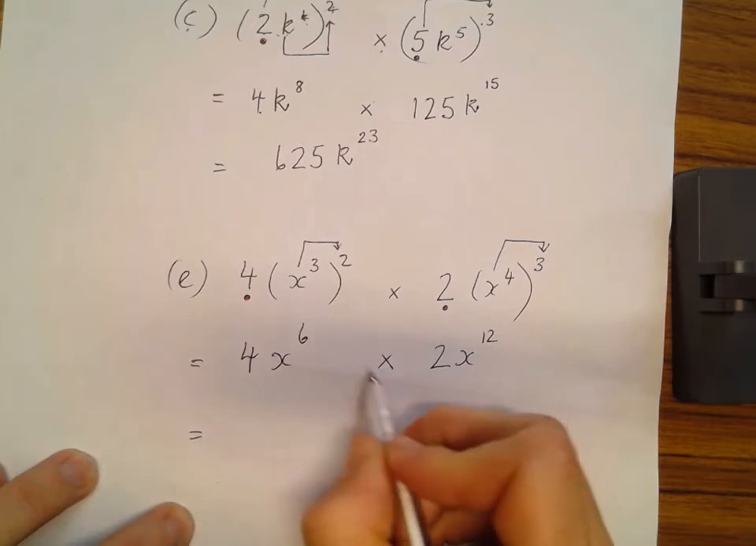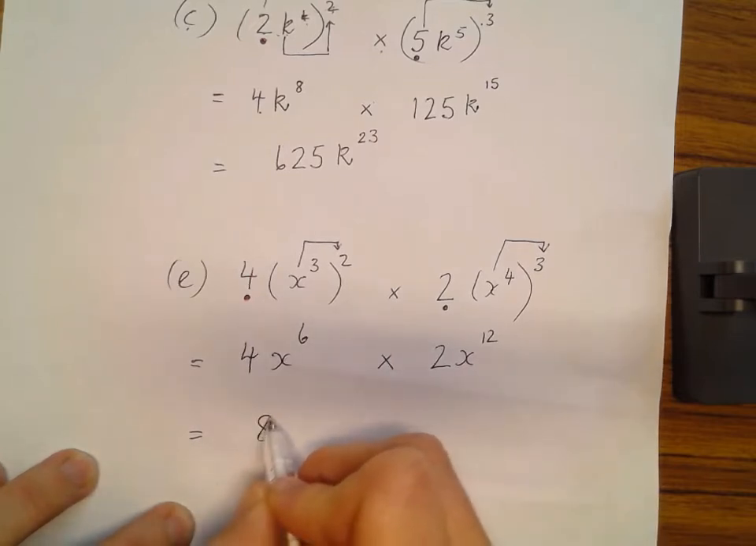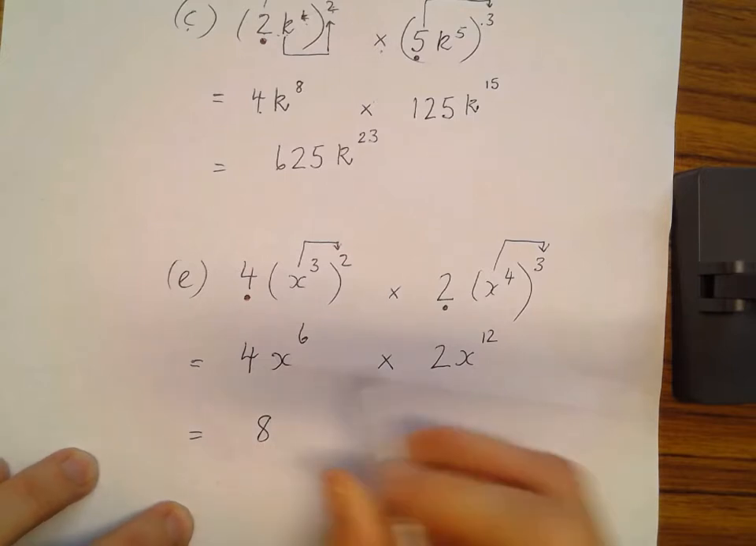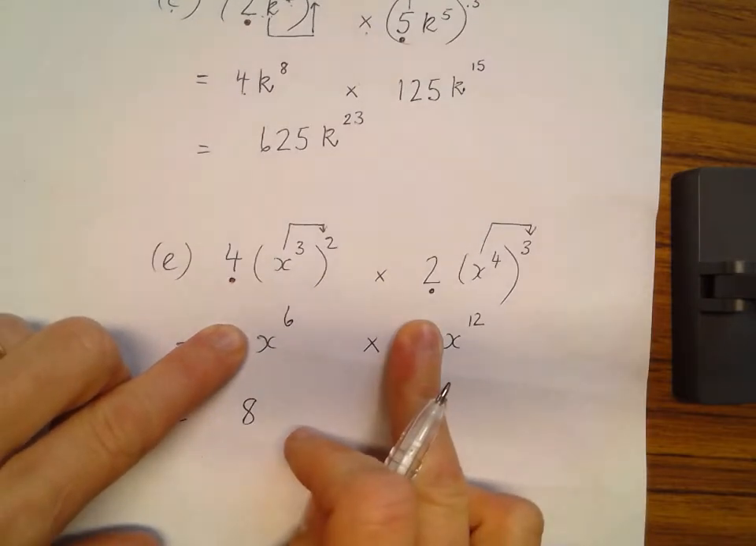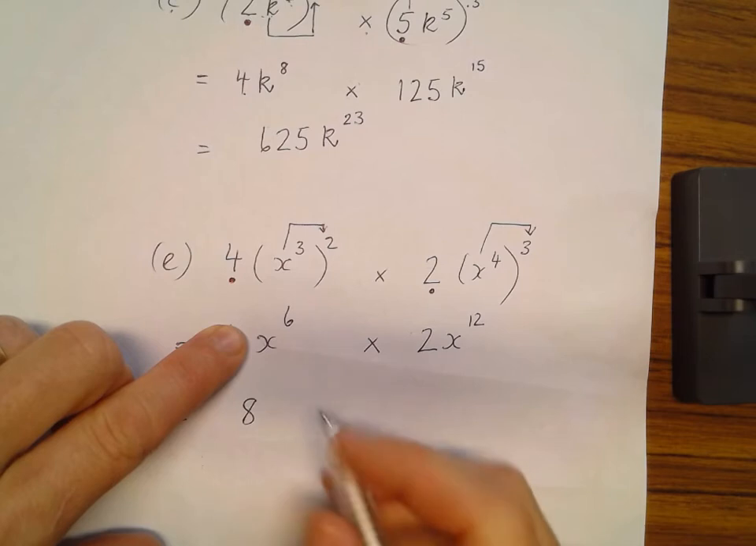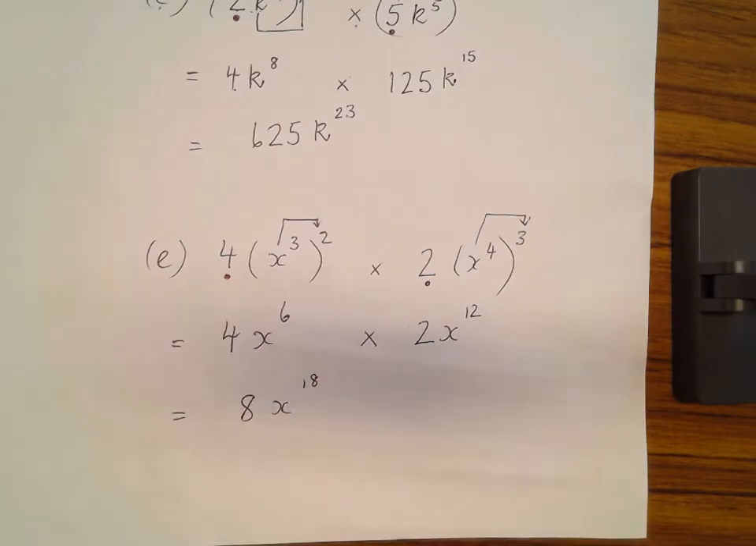Now we're back to index law 1 again. So we go 4 multiplied by 2 is 8. They've been sorted out. 4 times 2 is 8. Now we have index law 1 looking at us. We have x to the power of 6 and x to the power of 12. So we keep the base and we add the indices.